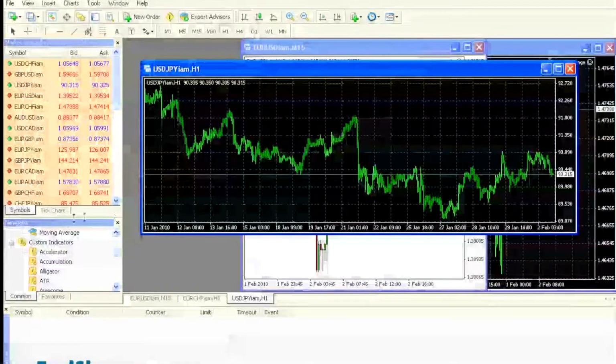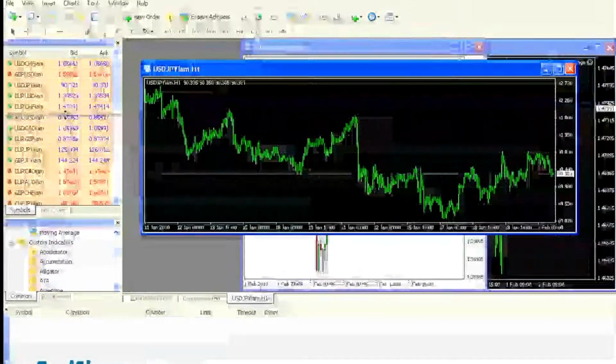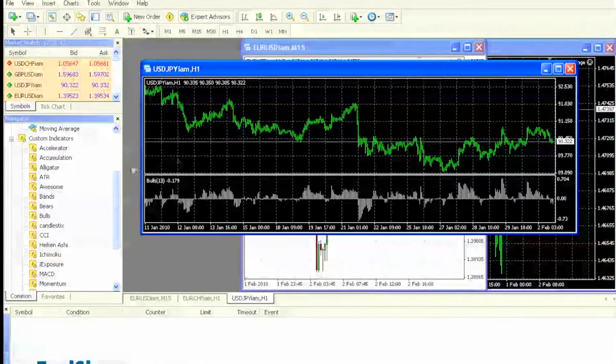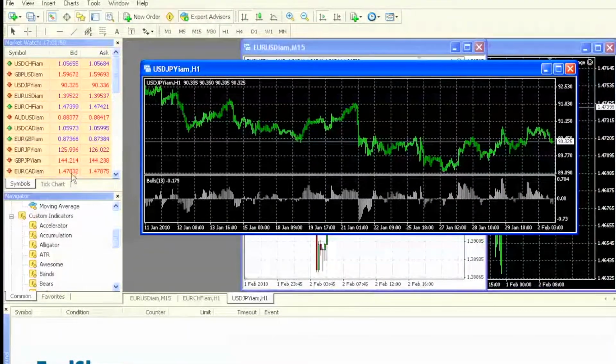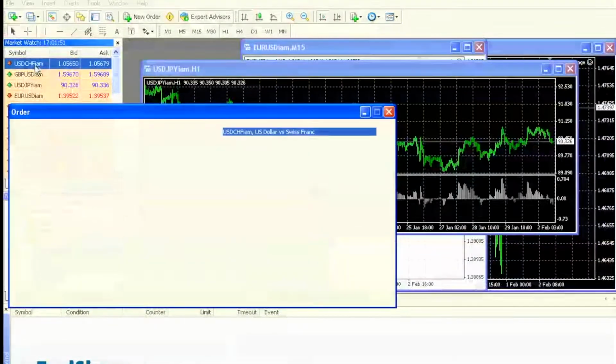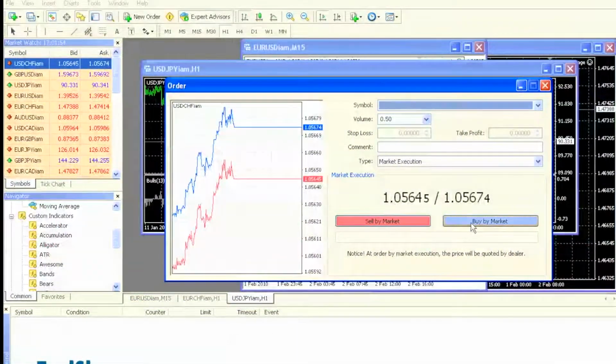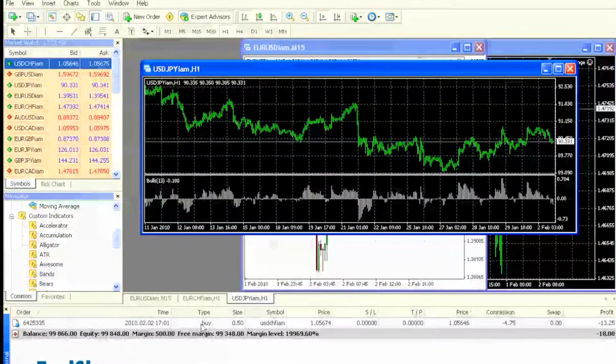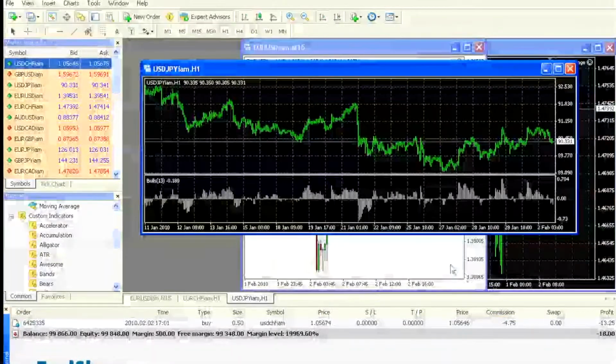You can add technical analysis by dragging and dropping certain indicators onto the charts. Placing trades is fairly simple too. Double click the order. You see the trade in front of you. This gives you direct access to buying and selling currencies.